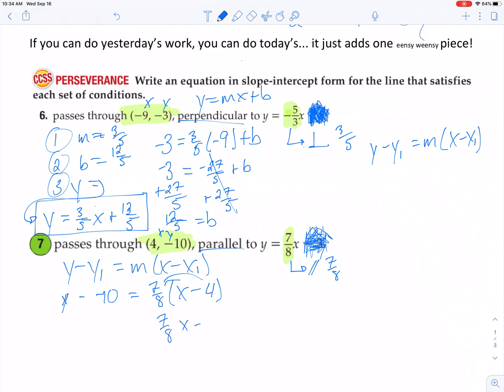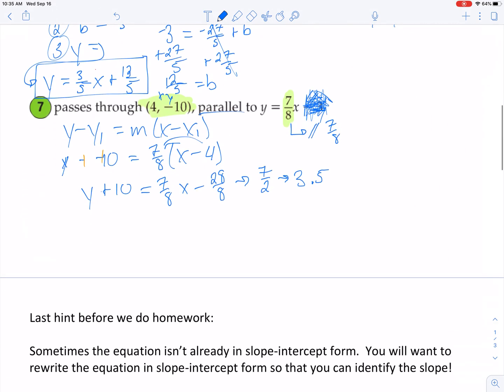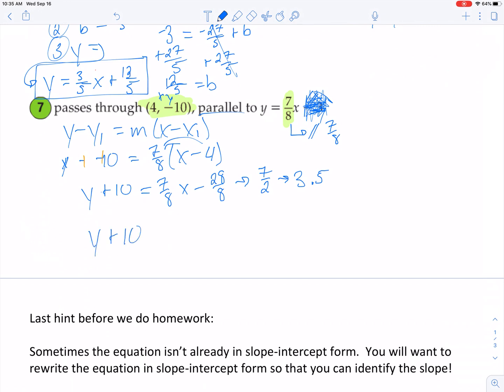So 7/8 x minus, what is that, 28/8, which would simplify to 3.5, is that correct? Ooh, I have a double negative over here. Let's fix that to be a plus. Oh, that was the wrong color. All right, my work's kind of strewn out. Let's get this back together here. So we have y plus 10 equals 7/8 x minus 3.5. The reason I went ahead and converted to a decimal is because it's going to make that easier for me to visualize in my head how to do that.